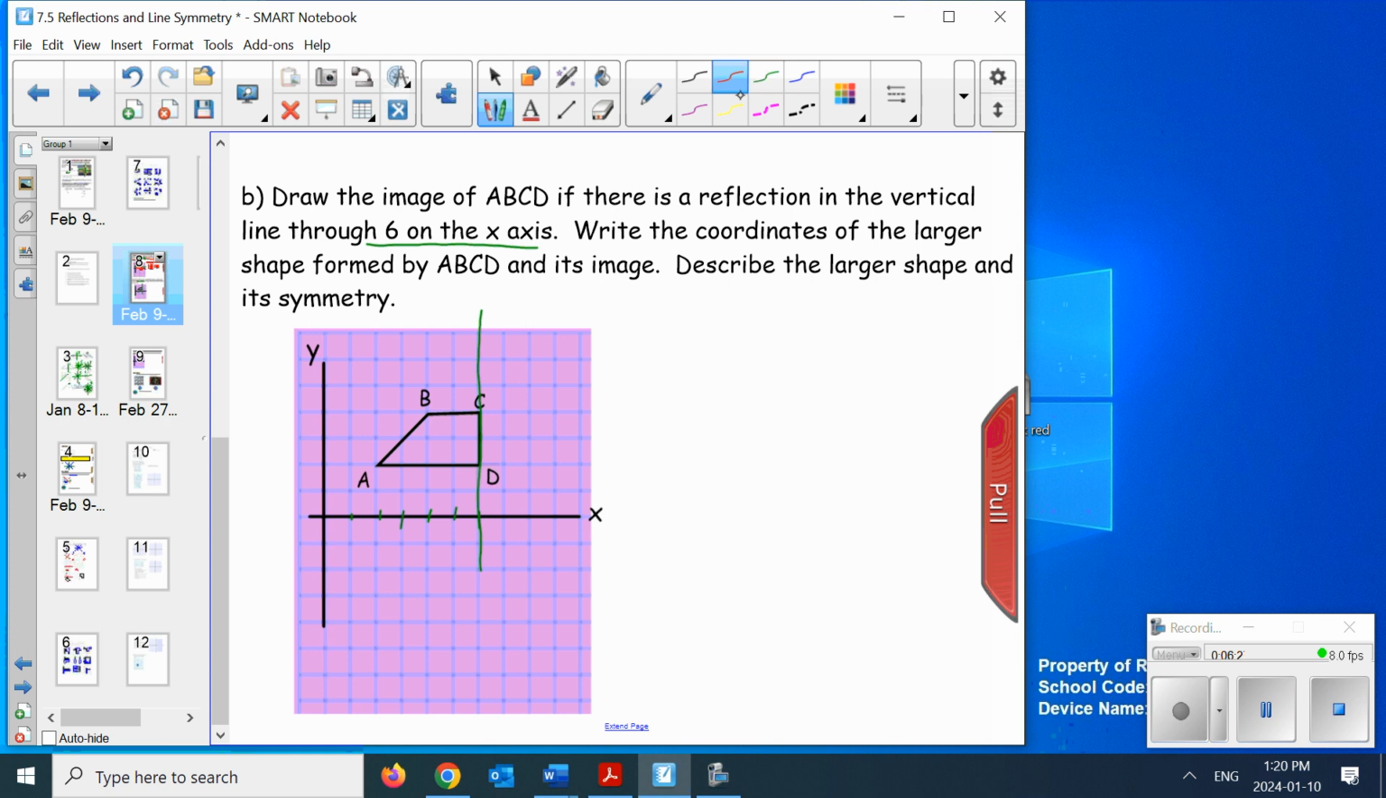Then write the coordinates of the larger shape formed. Well, let's form the shape. I think of this as B is 2 to the left of the mirror, so it's going to be 2 to the right of the mirror. A is 4 to the left of the mirror, so it's going to be 4 to the right of the mirror, and I'm going to catch all this. Right?